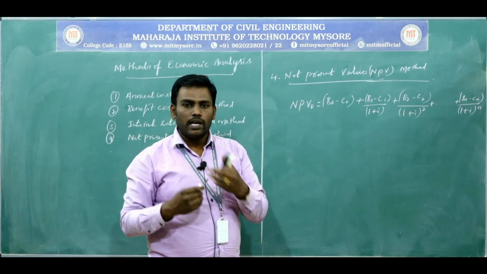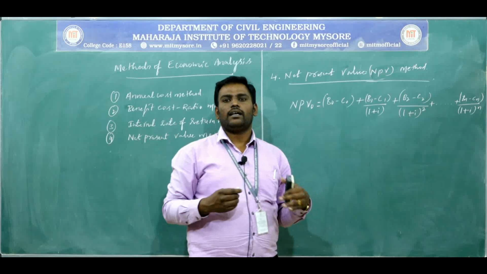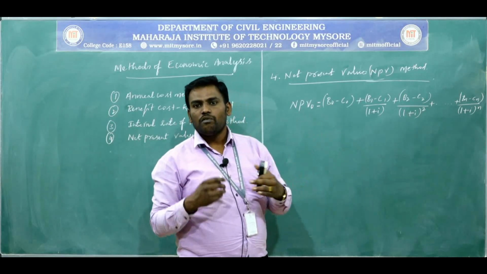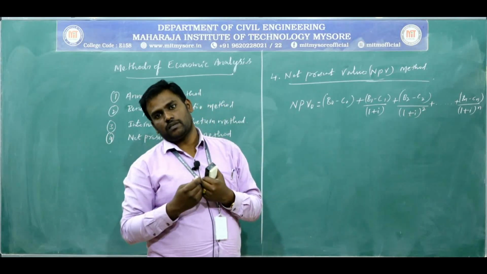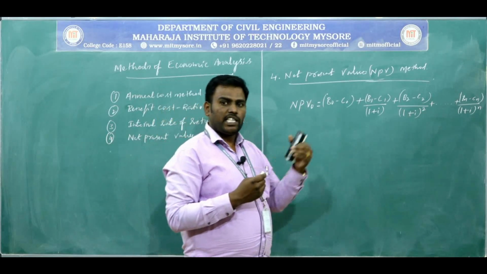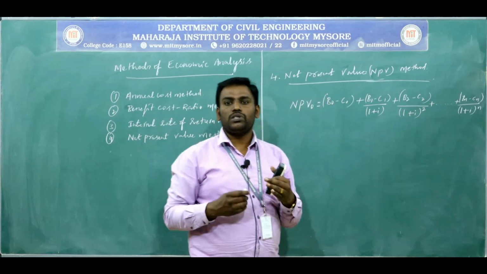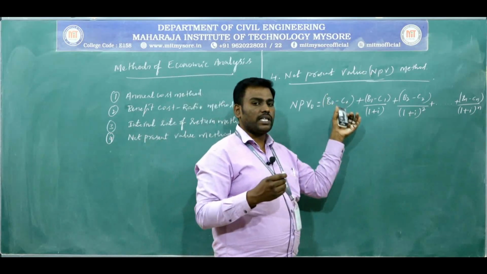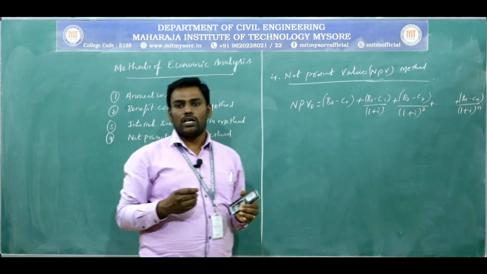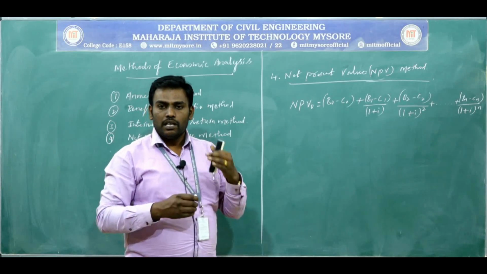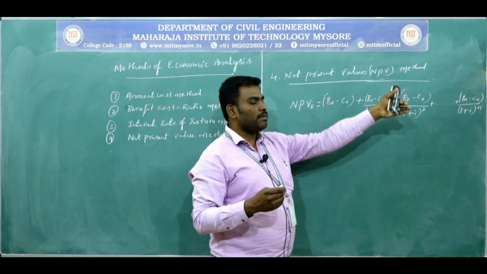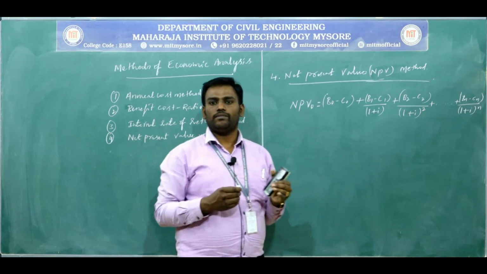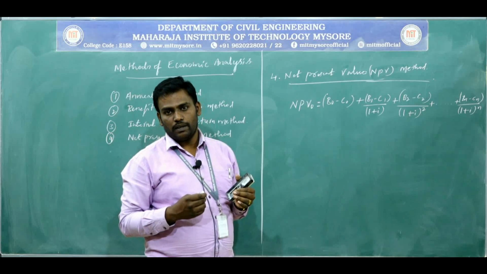What they are going to do is compare the present worth benefits minus cost for each of the alternative proposals, and the best one is the one which gives the maximum positive difference between the present worth benefits and the costs. The one which gives the maximum positive difference, that is the best one.